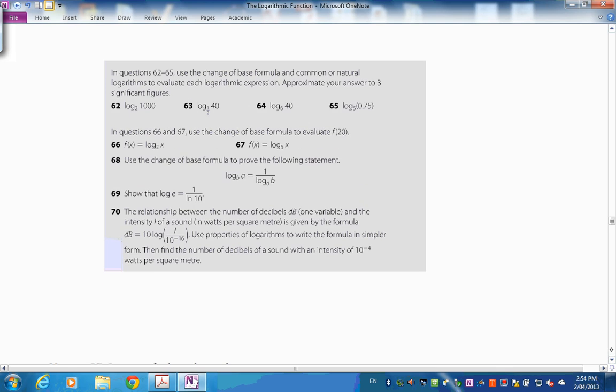We've got some problems here for you. 62 to 65, and then 66 and 67, evaluate the new log bases using log, which is common or base 10, or ln on the calculator. Okay, we'll have a go at those. Pause the presentation. You might have to rewind it to get the hang of that change of base rule. And then I'm going to go down now and look at the solutions to those up to 70.